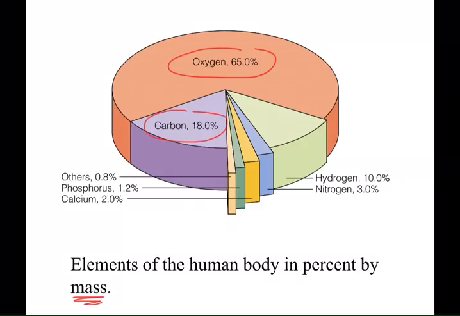Carbon would be 18% by weight. Hydrogen, of course, we have a lot of water in our bodies, and that would be 10%. Nitrogen 3%, and it goes down from there.